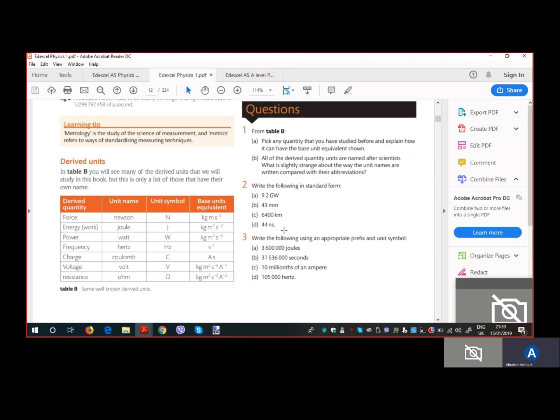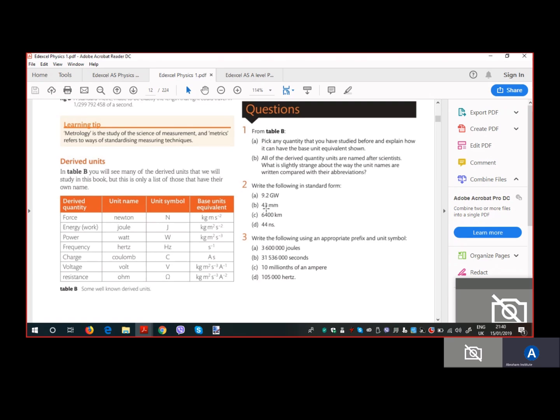Write this in standard form. What is standard form? Scientific notation. So this will be 9.2 times 10 to the power 9 watt, because you should know what giga is. Giga is a billion, 10 to the power 9. So this will be 9.2 times 10 to the power 9 watt.